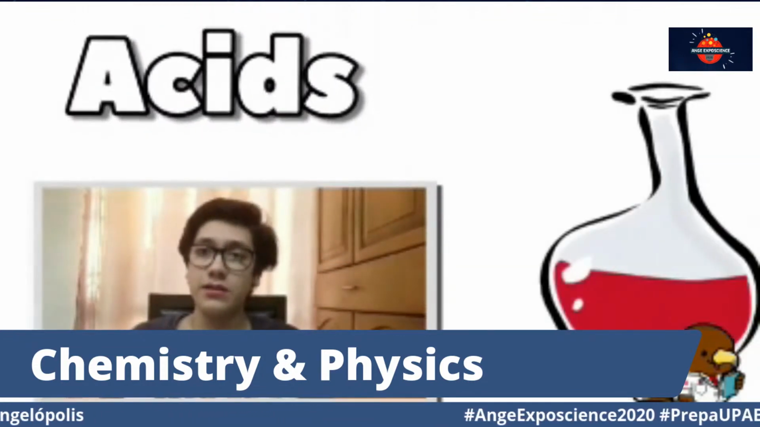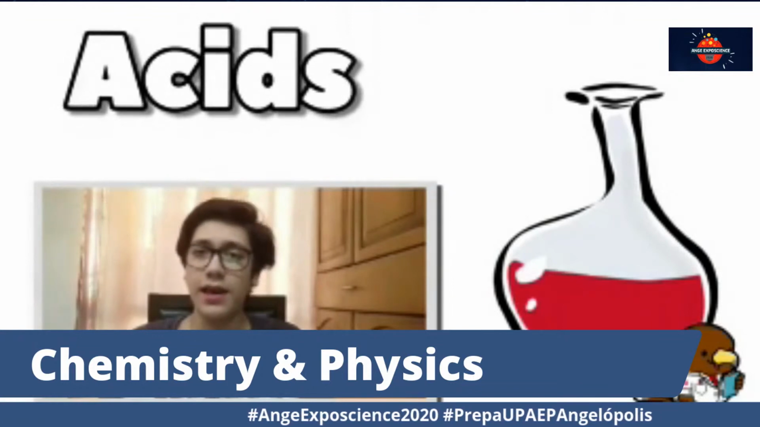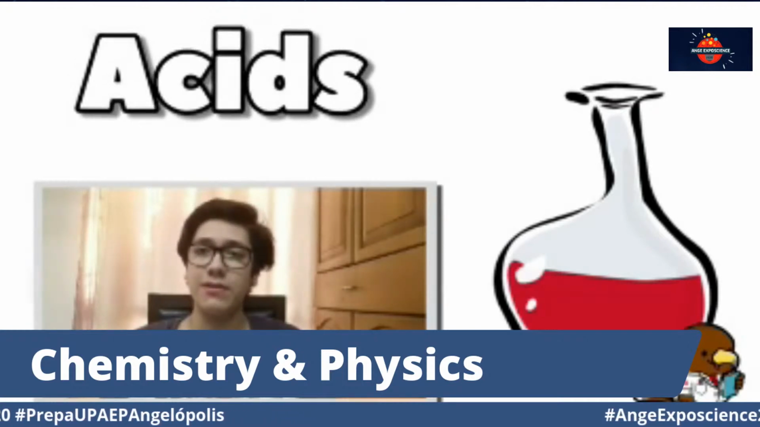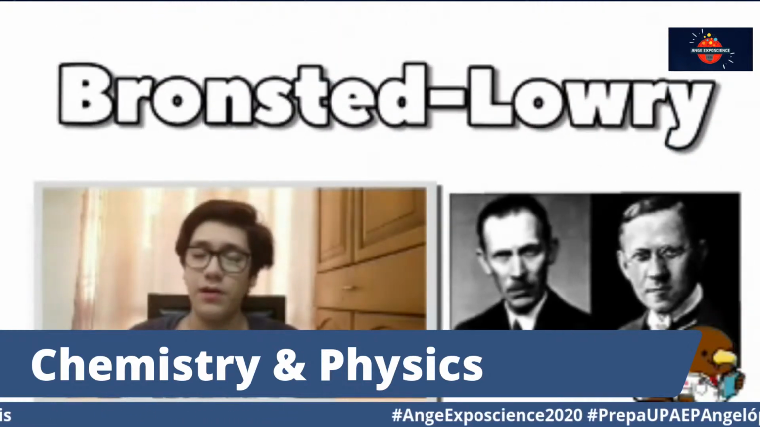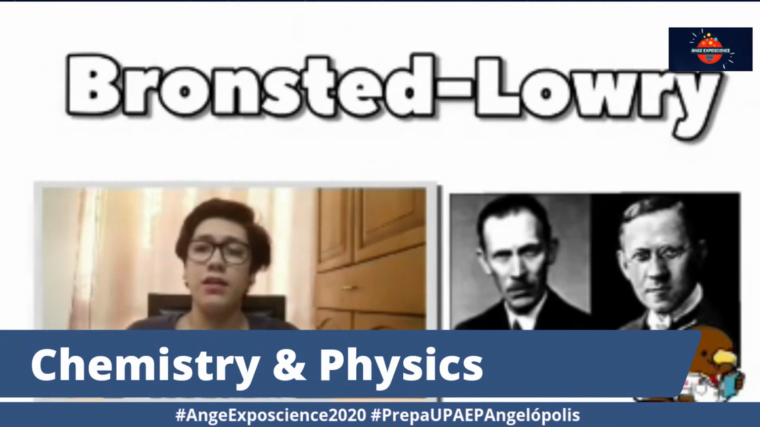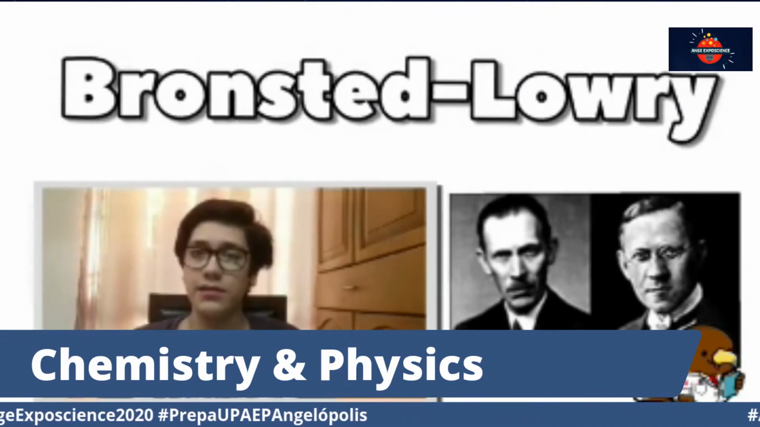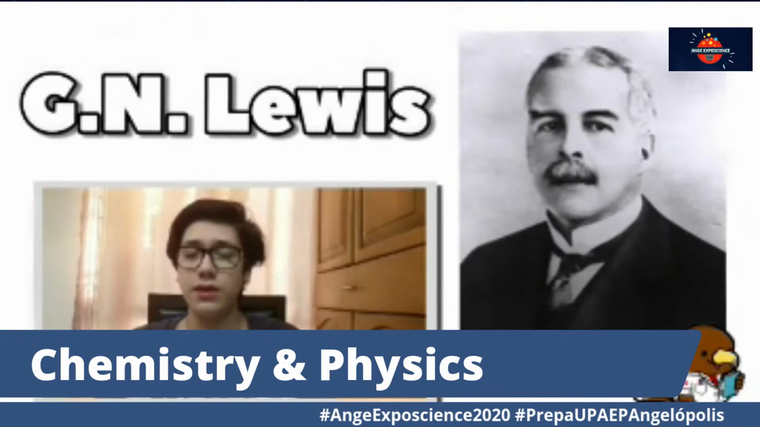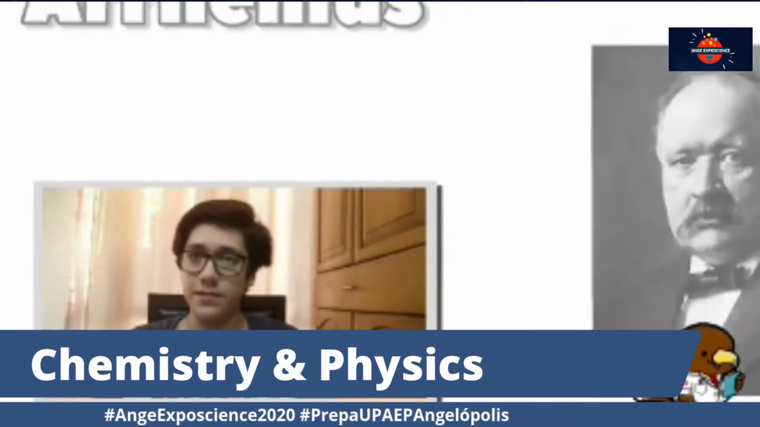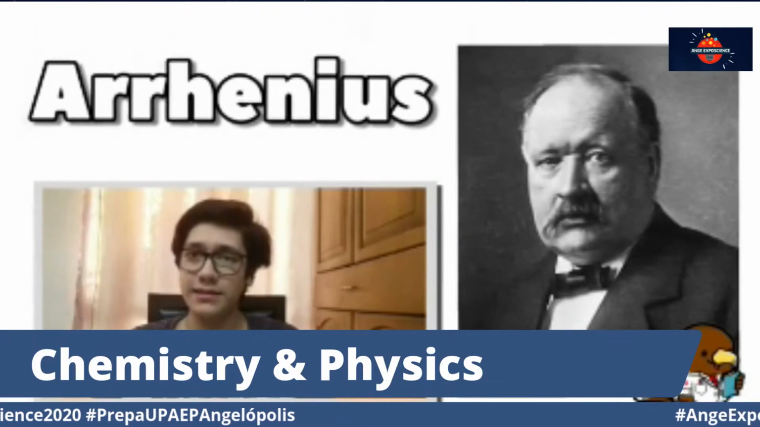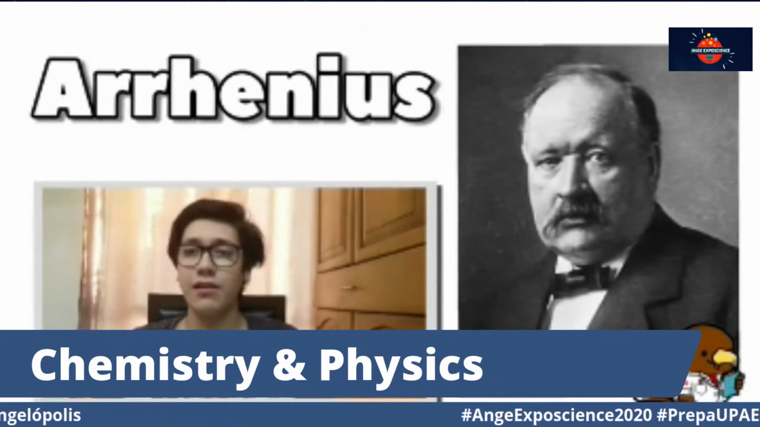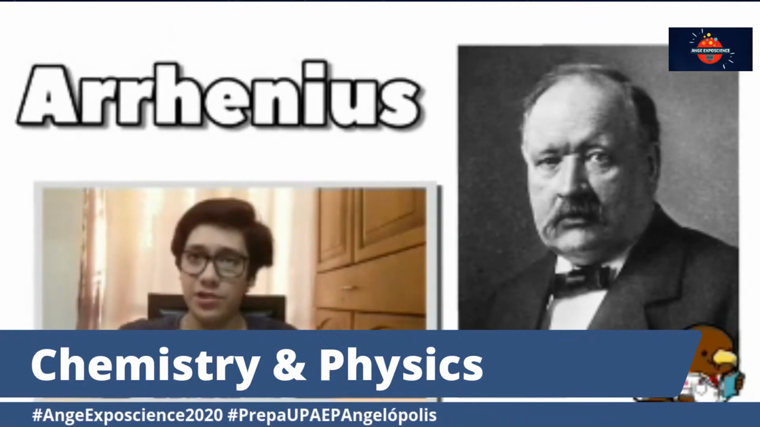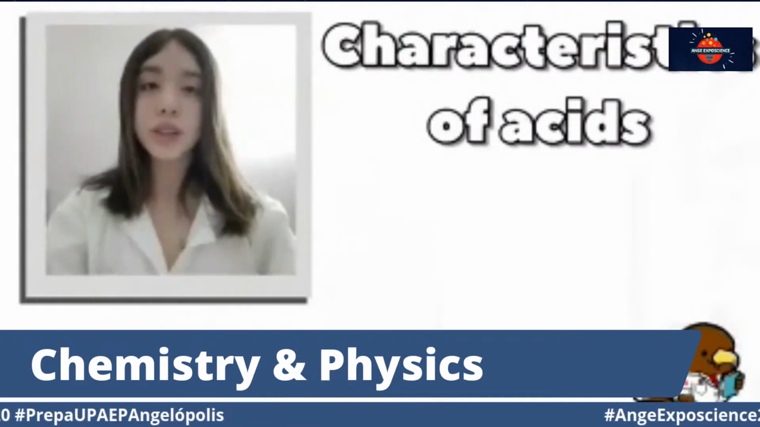An acid is a chemical substance which contains hydrogen and can react with other substances to form salts. There are three main theories that explain acids from a chemical point of view. The first one, Bronsted-Lowry, defines acids as a substance that can donate a proton. Lewis proposed that acids could be electron pair receptors. And Arrhenius defined acids as a chemical substance that contained hydrogen and if dissolved in water could cause great concentrations of hydrogen. Some characteristics of the acids.